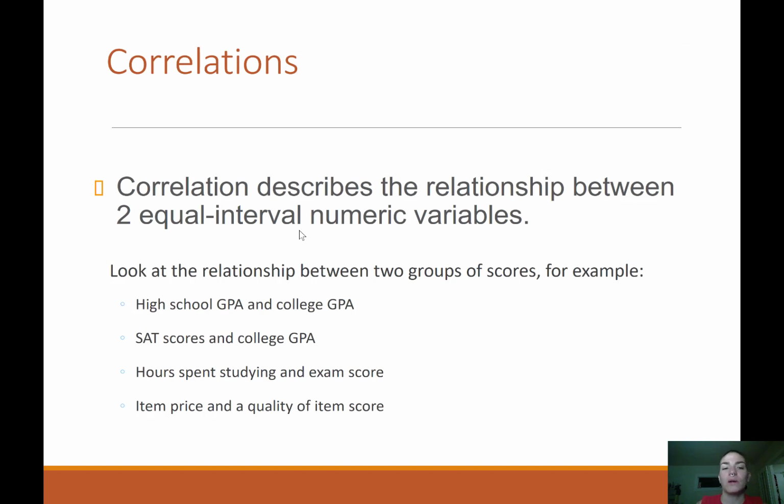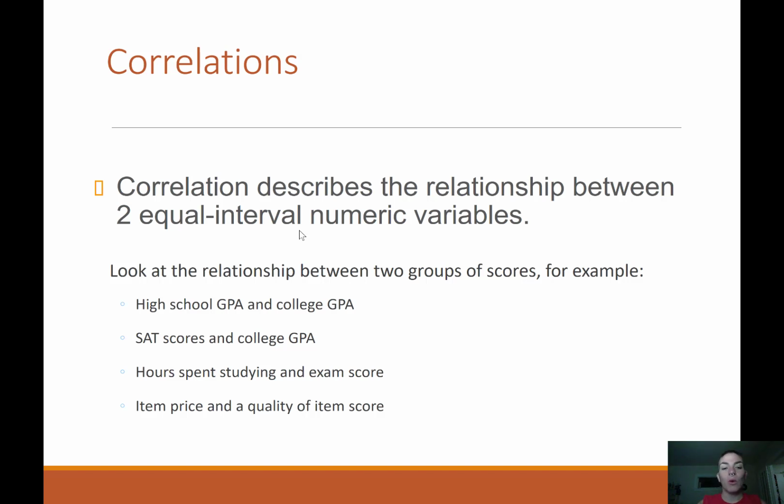So first, the definition of a correlation is that it describes the relationship between two numeric variables. And if we're being very technical, it's a number that describes the relationship between two equal interval numeric variables. So for example, we could look at the relationship between high school GPA and college GPA. And again, just using your statistics intuition, you might think people with high GPAs in high school are likely to have high GPAs in college. That means those two variables are correlated.